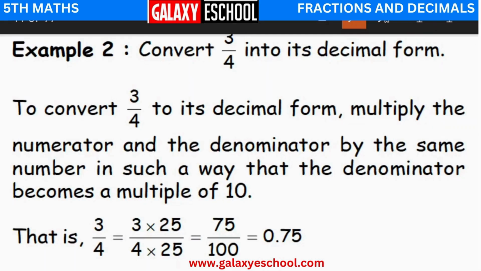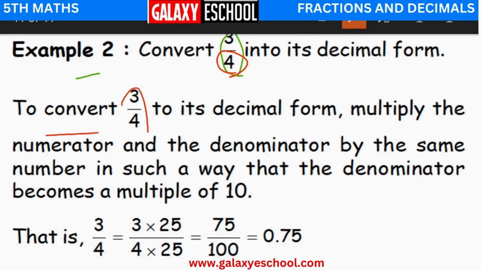Now if you look at the example given here, what are we having? We have to convert 3 by 4 into its decimal form. Here if you look at the denominator, it is 4. It is neither 10, 100 or 1000, so that we can count the number of zeros and put the decimal point. Now how to do this?